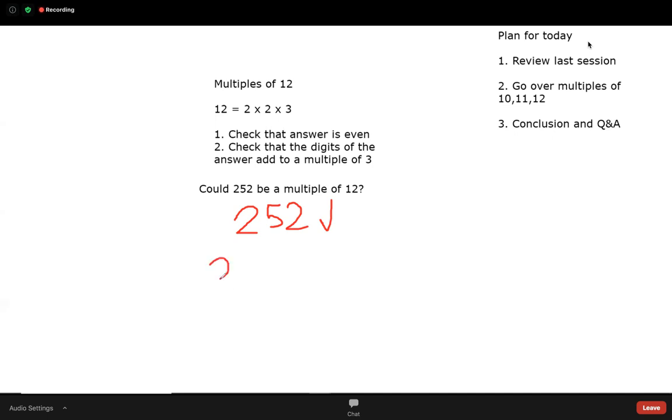Next, we need to see if it's divisible by 3. So we're going to add these together. 2 plus 5 is 7. 7 plus 2 is 9. And as we know, 9 is a multiple of 3. So 252 will also be a multiple of 3. So the answer here is a definite yes.